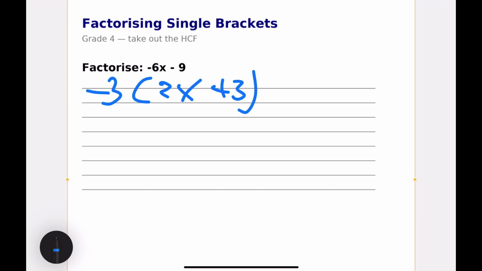So now let's check the answer. Negative 3 multiplied by 2x is going to be negative 6x, and negative 3 multiplied by 3 is going to be negative 9. So therefore, the answer is correct.